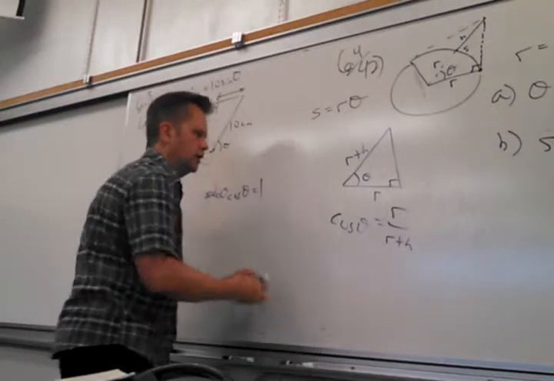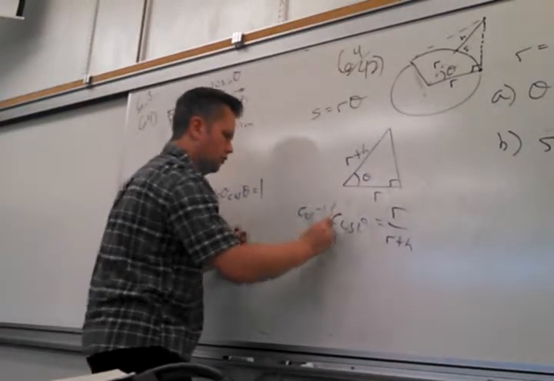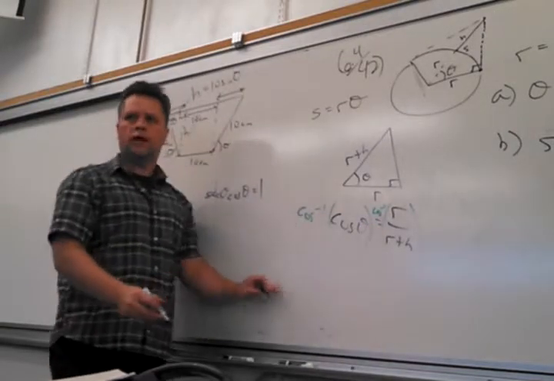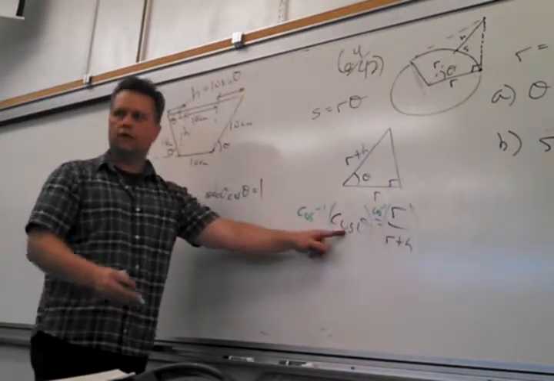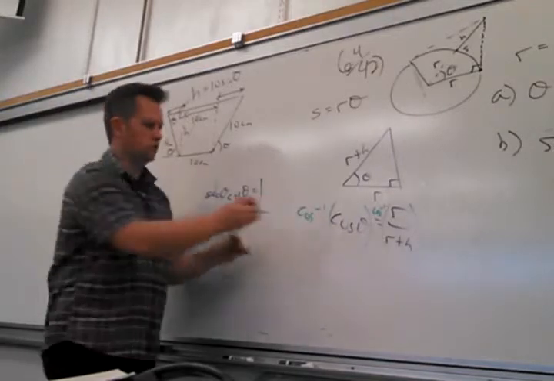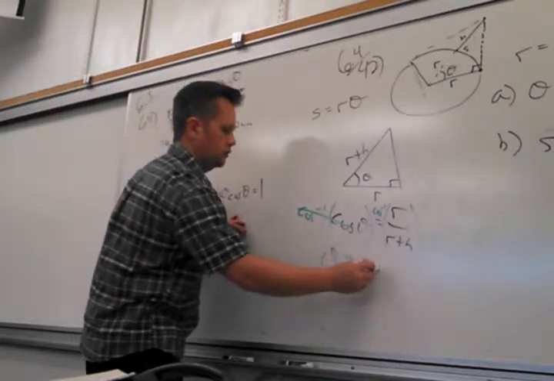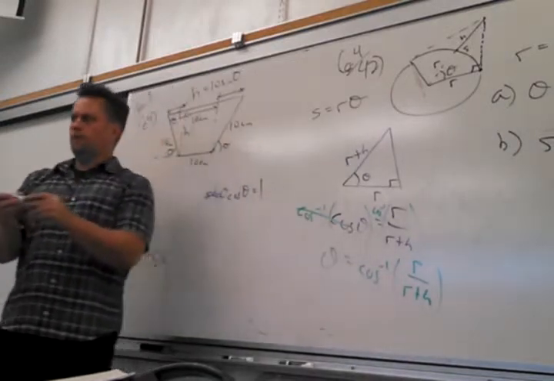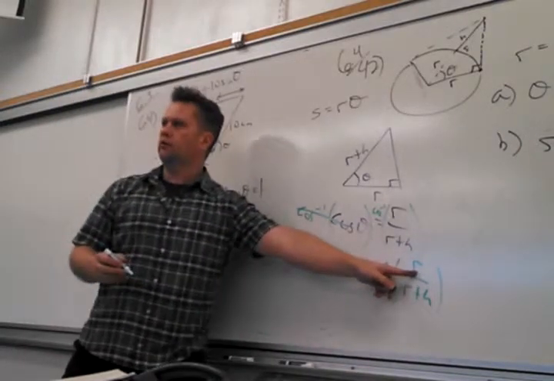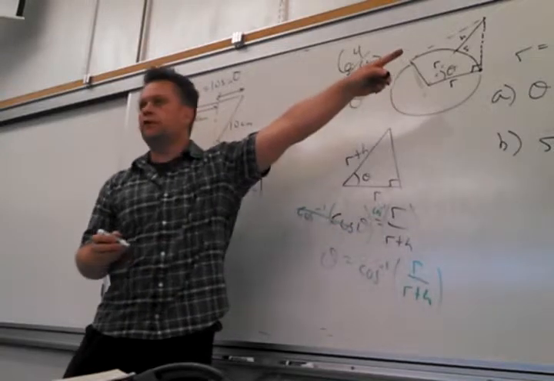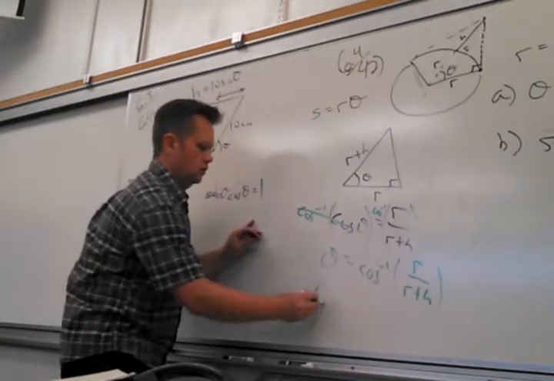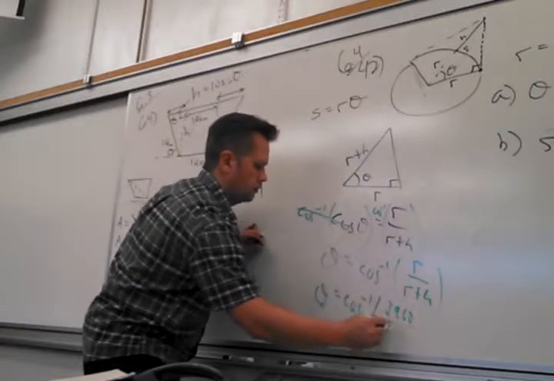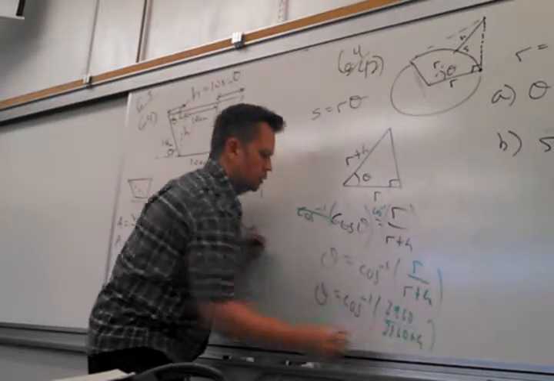So if you take inverse cosine of both sides, what happens here? They cancel. That's what inverse functions do, right? So I get theta equals inverse cosine of... And R is not really a variable, right? Now I can go ahead and plug in what the value is. Theta is inverse cosine of 3960 over 3960 plus H.